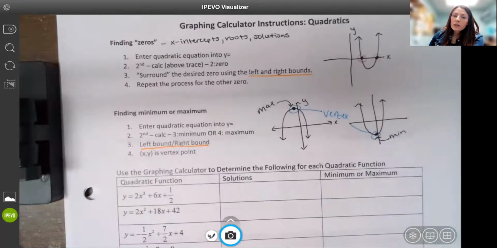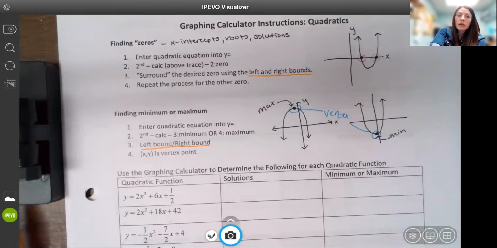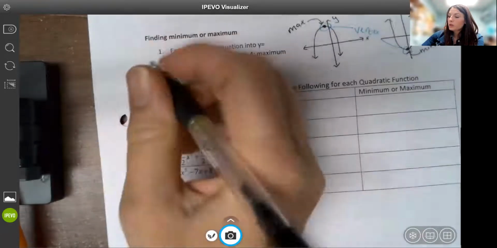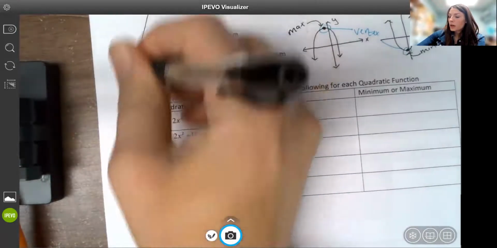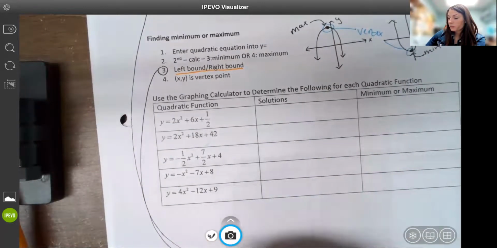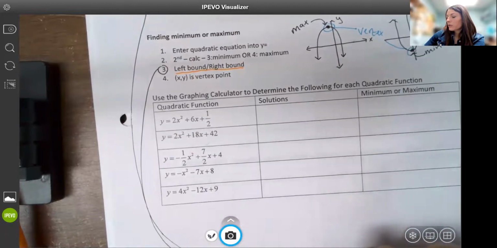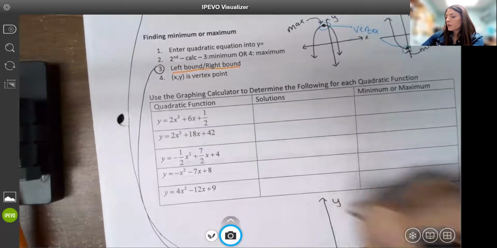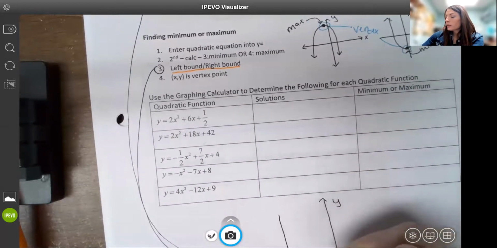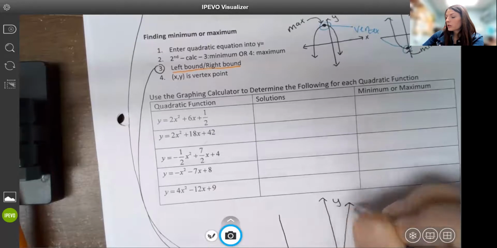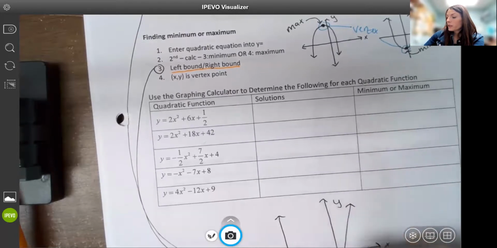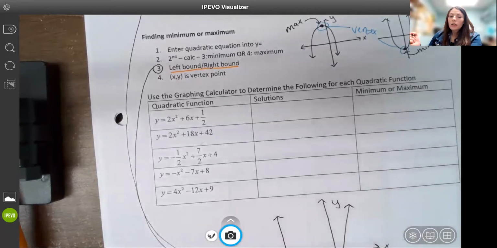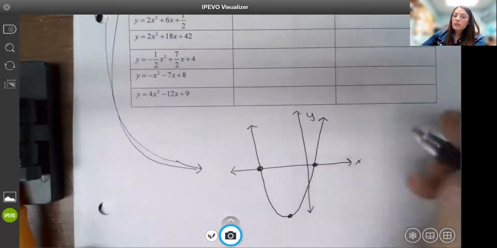So I'm going to just circle those step threes. I'm going to go to the bottom of the notes. I'm going to kind of talk about what left bound, right bound means. Okay, so if on my graph, that's the graph, X, Y. Okay, so we want to find zeros and our vertex point. Now left bound, right bound, sorry, I didn't realize I wasn't right up there.